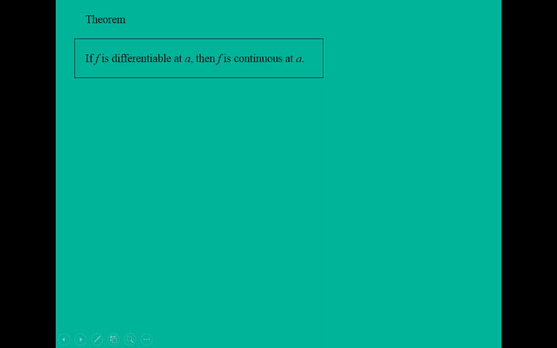An important theorem: if f is differentiable at a, then f is continuous at a. So if we can differentiate a function at a particular point, we know it is continuous at that point. Notice this is a conditional statement, an if-then statement. It does not say if and only if. You need to be careful. We cannot switch the hypothesis and conclusion and still have it be true. We can't say if a function is continuous at a, then it is differentiable at a.